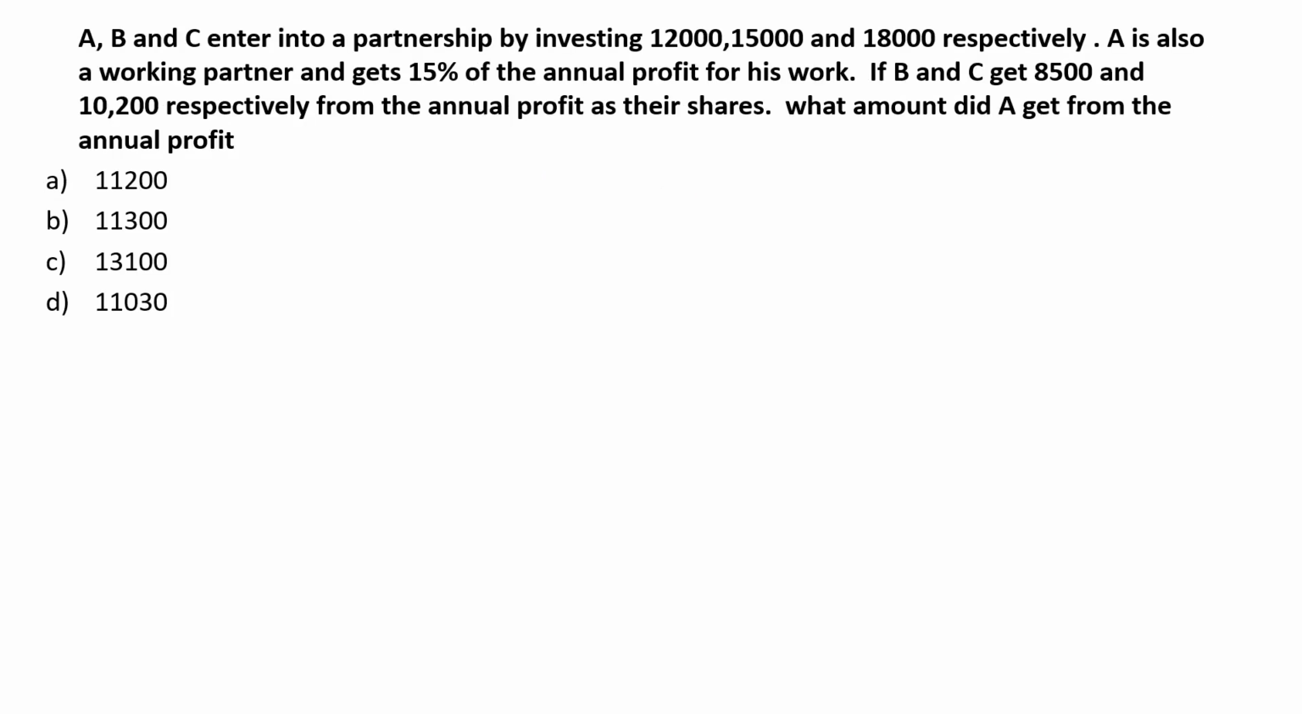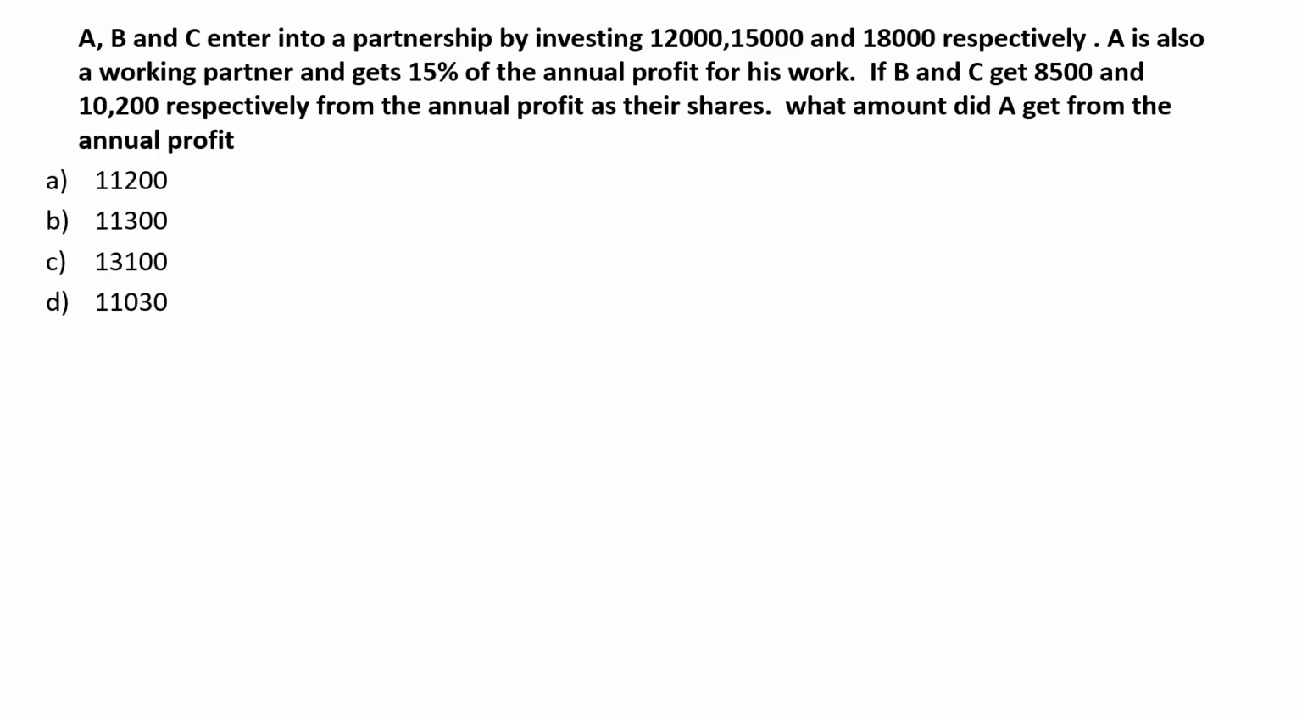A, B and C enter into a partnership by investing 12,000, 15,000 and 18,000 respectively. A is also a working partner and gets 15% of the annual profit for his work. If B and C get 8,500 and 10,200 respectively from the annual profit as their shares, what amount did A get from the annual profit?